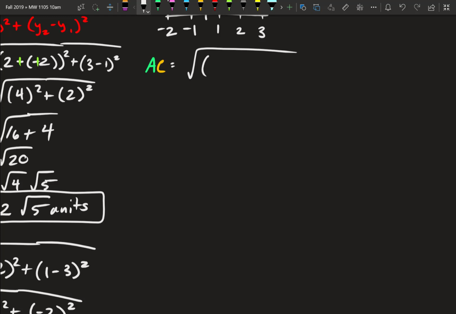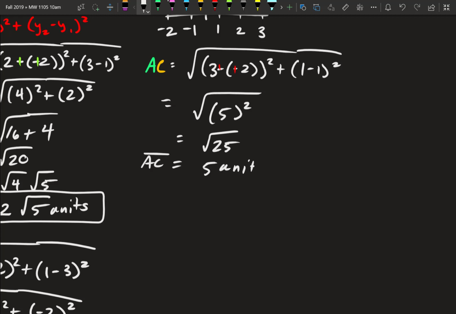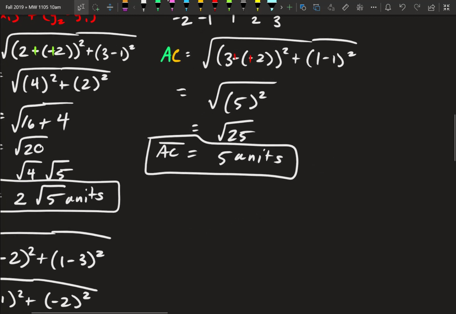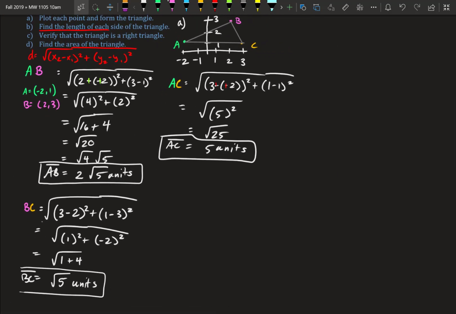So A to C, we have x2, which is 3, minus x1, which is negative 2, squared, plus y2, which is 1, minus y1, which is 1, squared. So 1 minus 1 is 0, that goes away. We have 3 plus 2, which is 5 squared, and that's the square root of 25, which is 5 units. Oh, just 5 units, my bad. Didn't mean to say squared. There we go. We found the distances between all 3 points. That was part B.